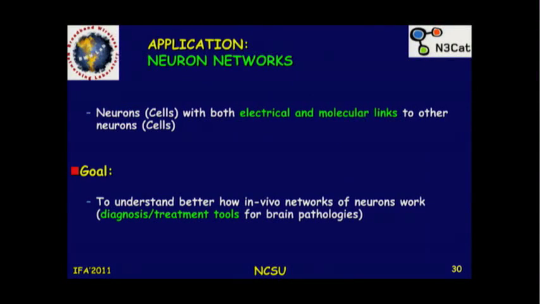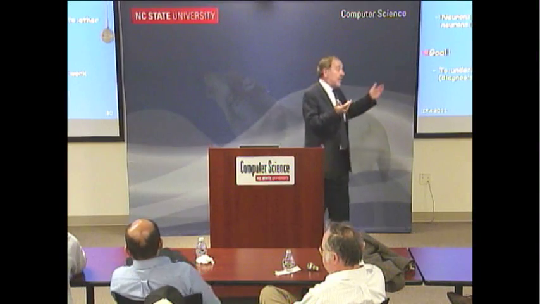There are also neuron networks. In other words, our cells in our body have electrical and molecular links, and they communicate, and they indeed create a network inside our body. So if we create these models and analyze them, we can try to understand how in vivo networks of neurons work. And then we can accordingly create diagnosis and treatment solutions or tools, for example, for brain pathologies or heart problems or some other medical applications. I will come back to it.